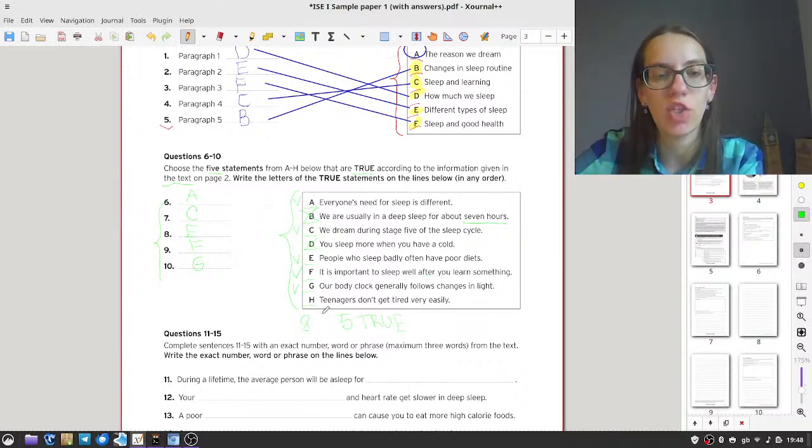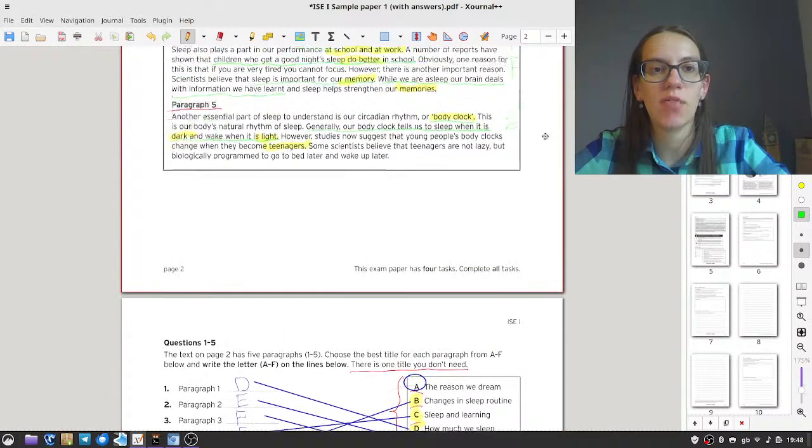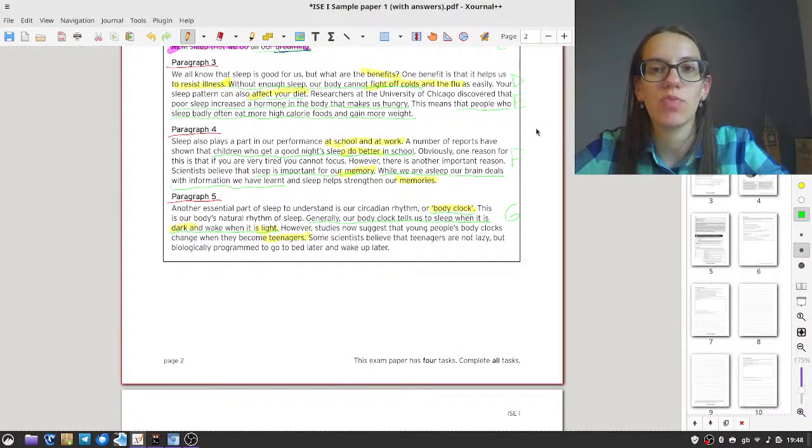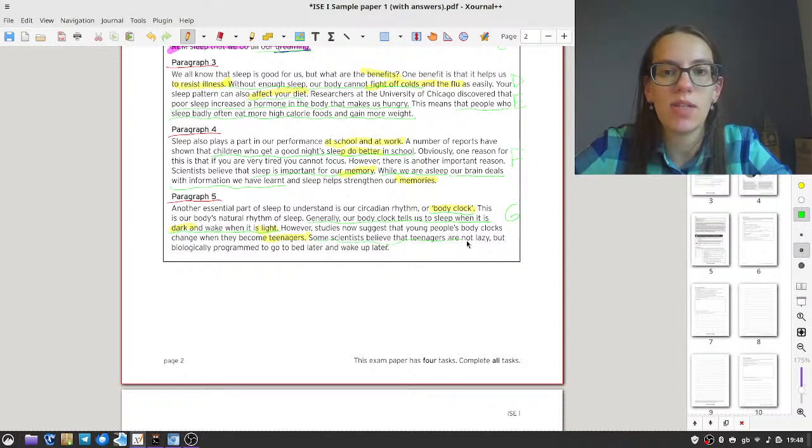Yeah, so let's look at H. We need to check. Teenagers don't get tired very easily. So where are we going to look? Again, it's paragraph 5. You can see that the questions more or less follow the paragraphs from 1, then 2, 3, 4, and 5. Yeah, so teenagers. What information have we got about teenagers here? Some scientists believe that teenagers are not lazy, but biologically programmed to go to bed later and wake up later. So this is information about statement H.